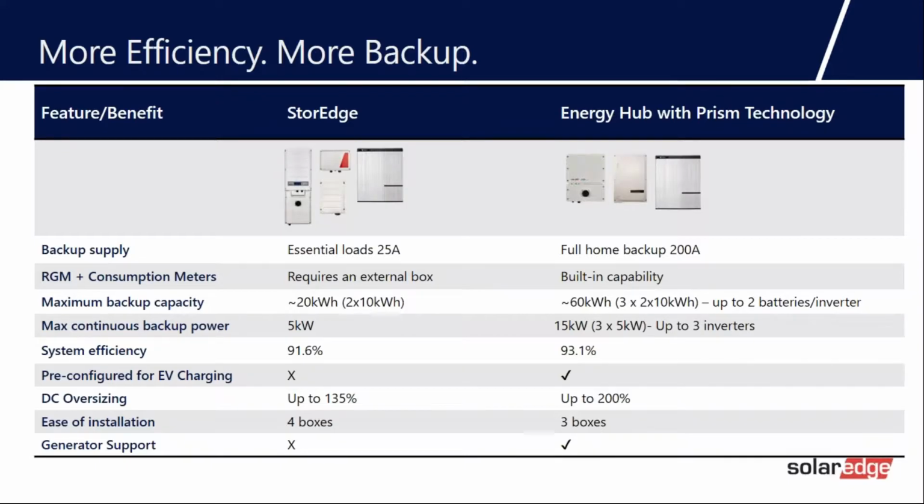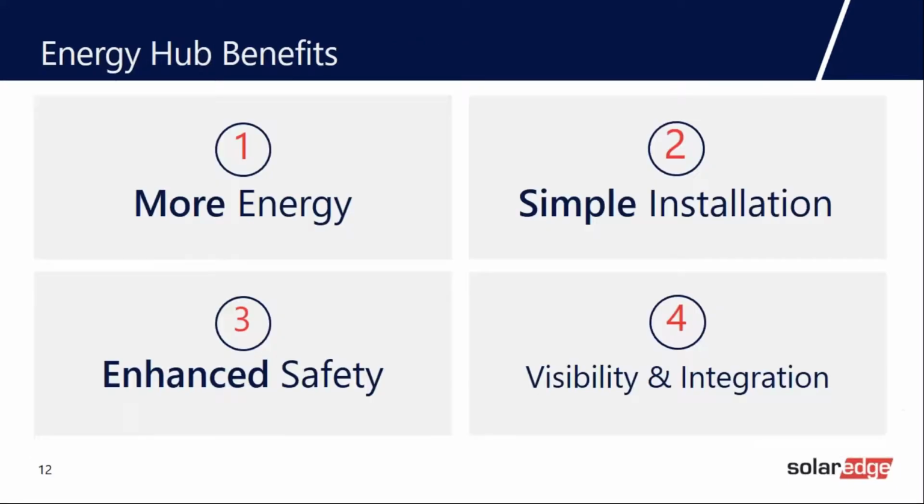The system efficiency with the HD Wave inverter is at 93.1%. Again, it's just a much more efficient inverter. The DC oversizing, again, like we talked about, is 200%, and the ease of installation is just a little bit easier to install, especially if your utility required a production meter.